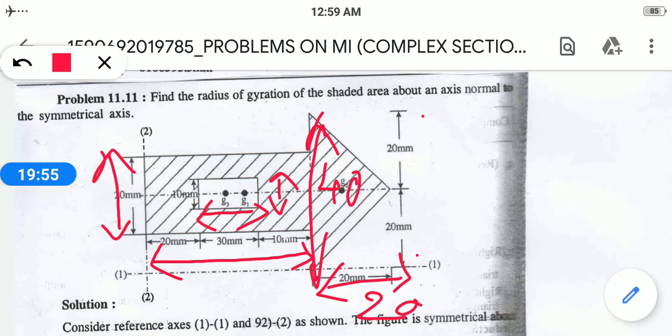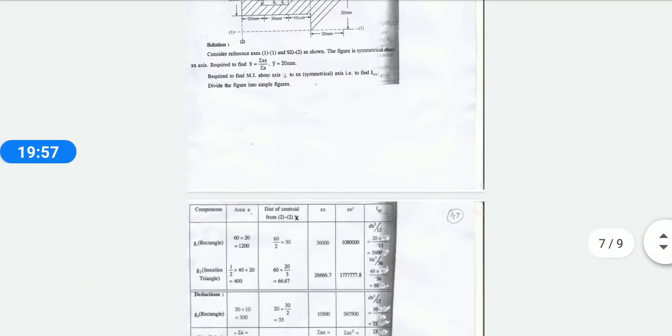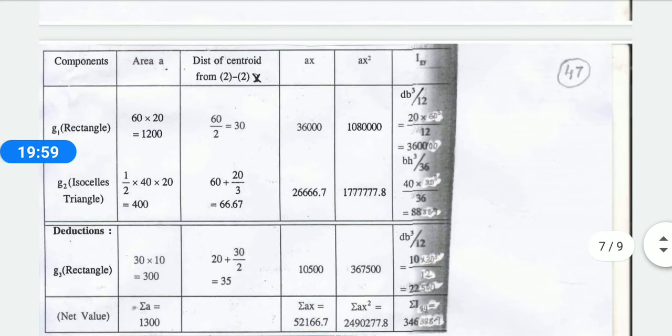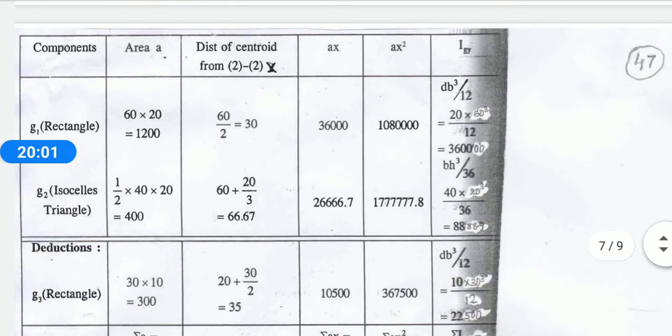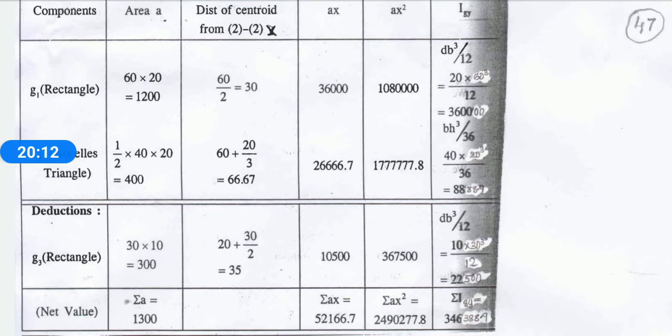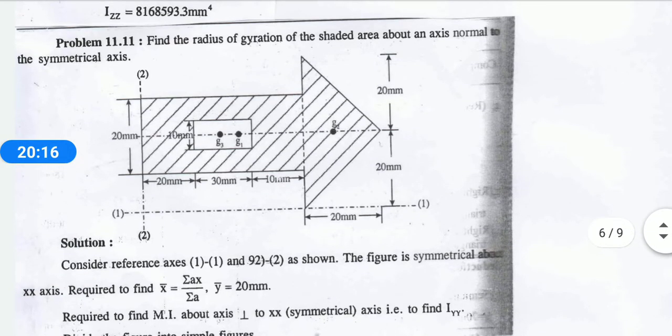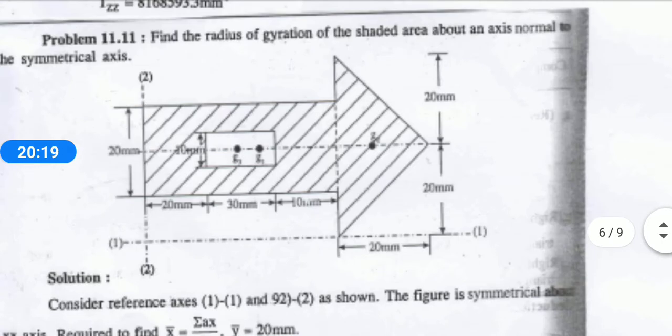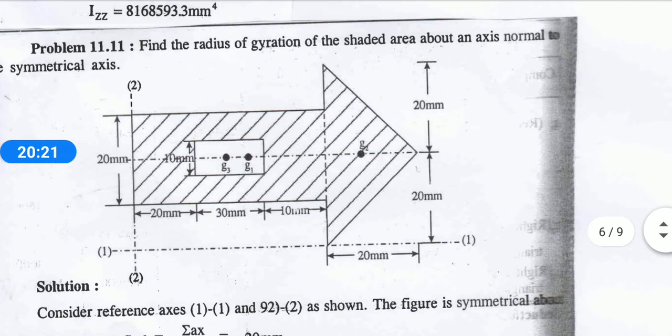Using these values only, they are adopting here to find your area, which is equal to 60 into 20, and for the triangle it is equal to half into b into h. After substituting the value, you will get the summation of A value. Then you need to find what our x distance is. X distance means it is from the y axis, right? So when you are finding for the first rectangle, it will be equal to 60 divided by 2.